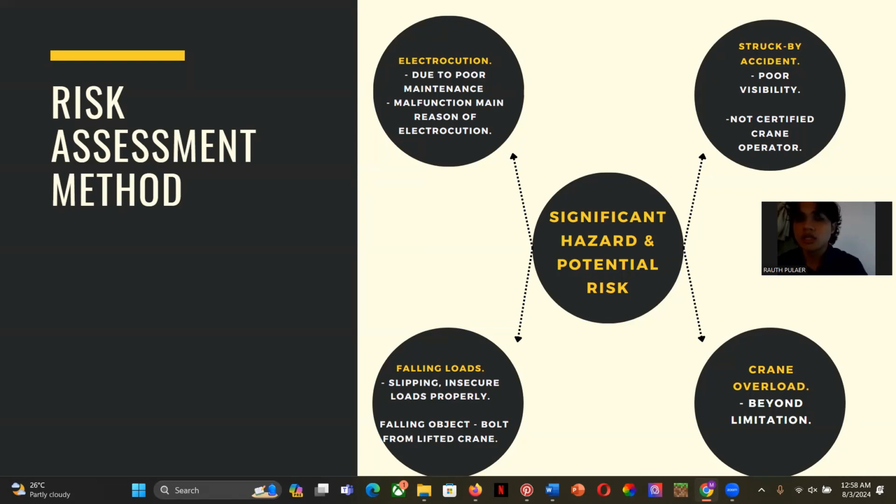And the third one is falling loads. Falling loads commonly occur in construction, especially. It's due to slipping, or loads not being secured properly. Falling objects could possibly be one of the main reasons also, and it is not a surprise that an object would fall from a high place from the crane itself, for example a part of the crane like a bolt or the hook could possibly be the reason why a falling object would occur and strike any nearby employees that walk by the area.